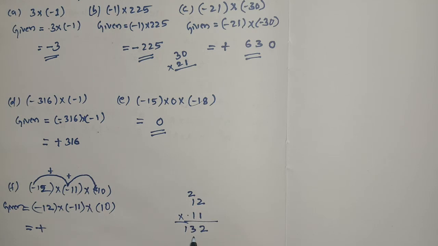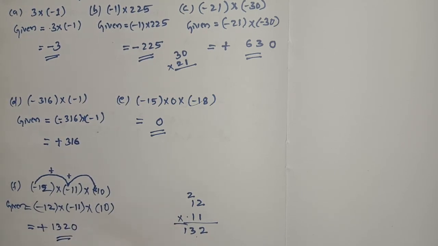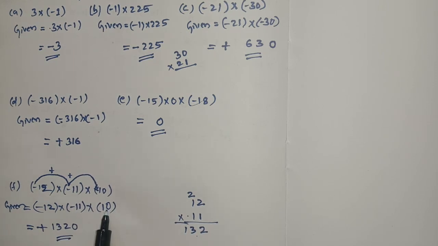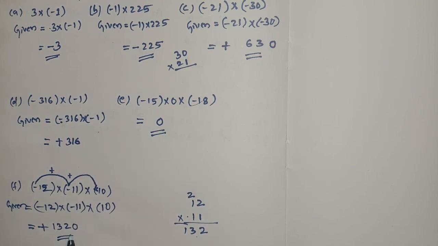Then I have to multiply this 132 with 10. 132 into 10 will be 1320. This is the answer, students. First we multiply 12 and 11. Then whatever result we got, we have to multiply with the third number. 132 into 10, 1320. I hope you understood.